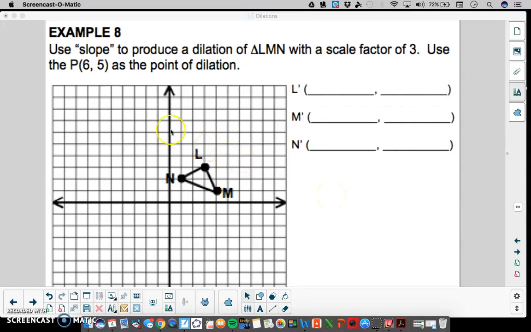In the last example, I want you to use slope to again produce a dilation with a scale factor of 3, except this time you're going to be using the point P at 6, 5 as your point of dilation. So plot that point P, and now that becomes your center. And so you're going to draw your projection lines from point P and dilate that figure. And that will be the last example, and we'll answer any questions in class.